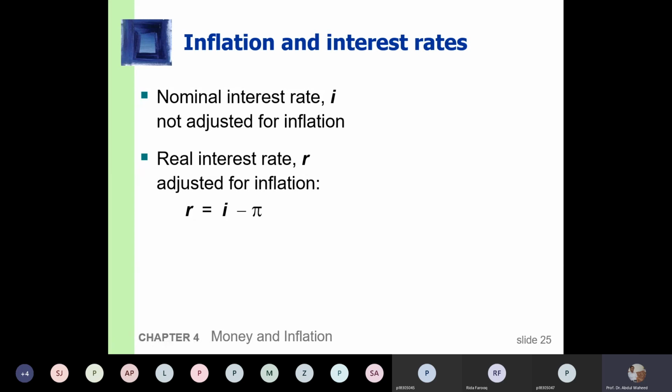Now in some economies, this real interest rate is negative. So when would the real interest rate be negative? Yes, can anyone answer?